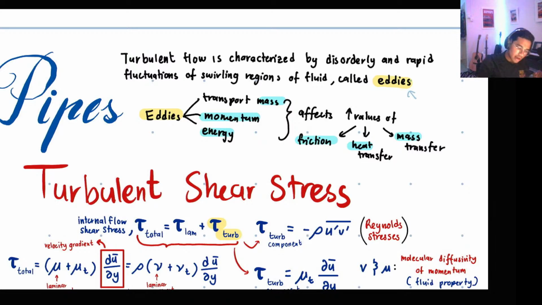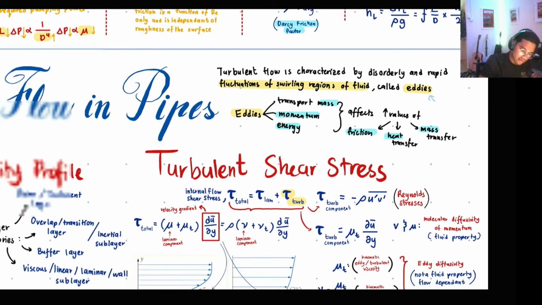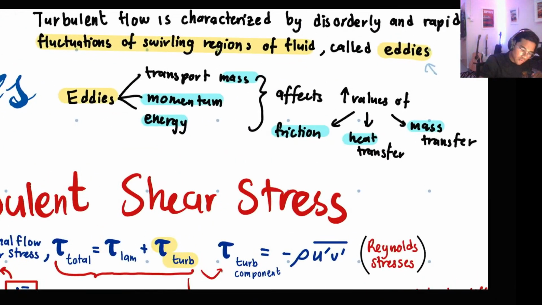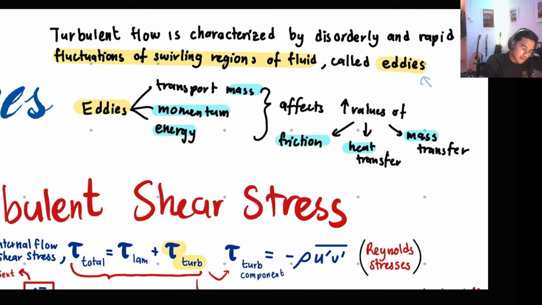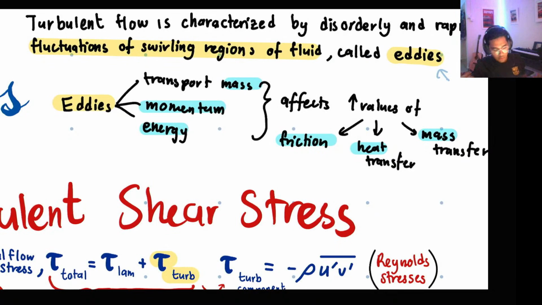Okay, eddies. I need to highlight this. Eddies characterize the swirling fluctuation of flowing regions of fluid. So how do eddies affect the flow? Eddies can transform mass, momentum, and energy.